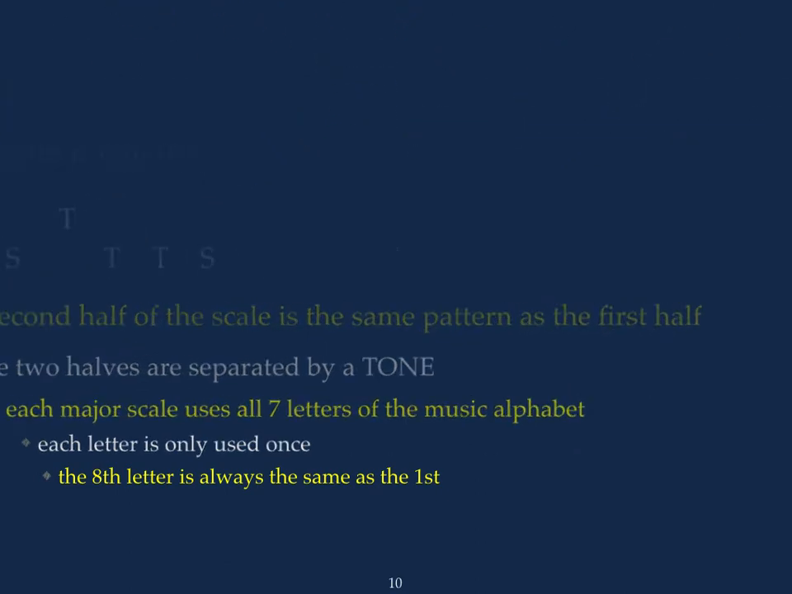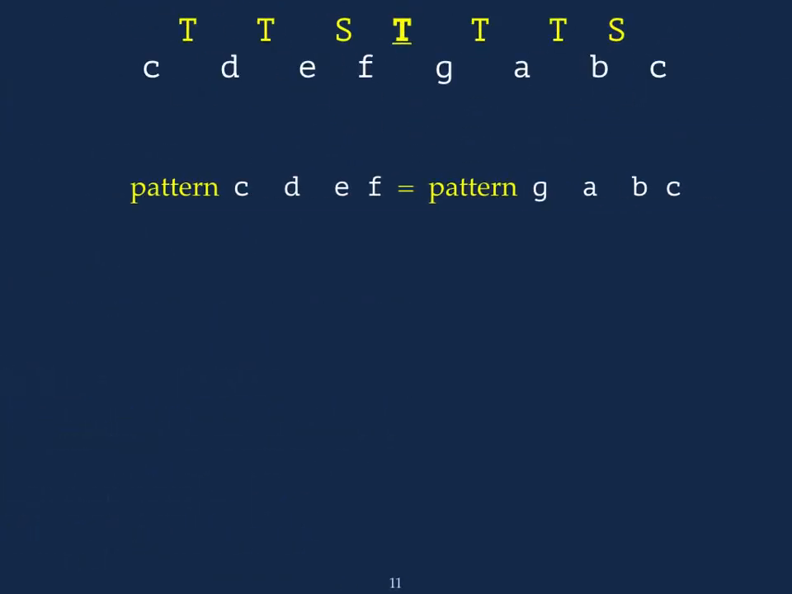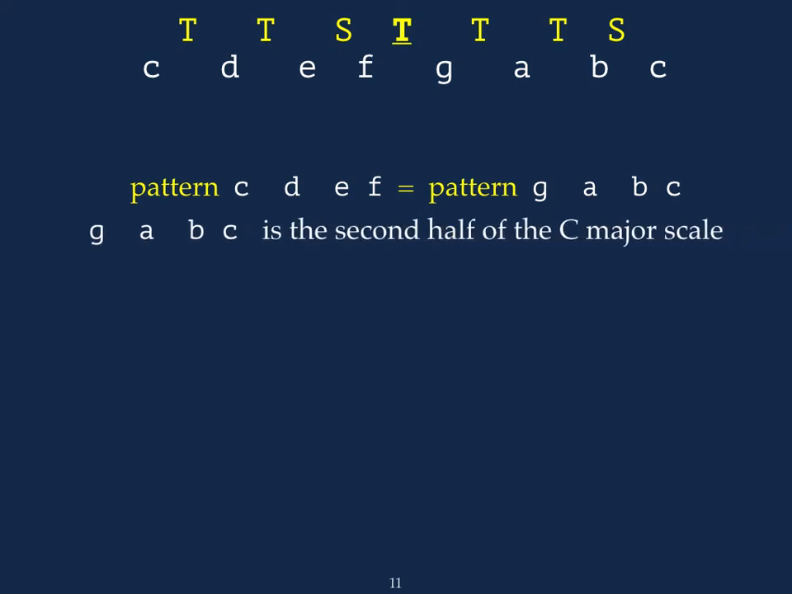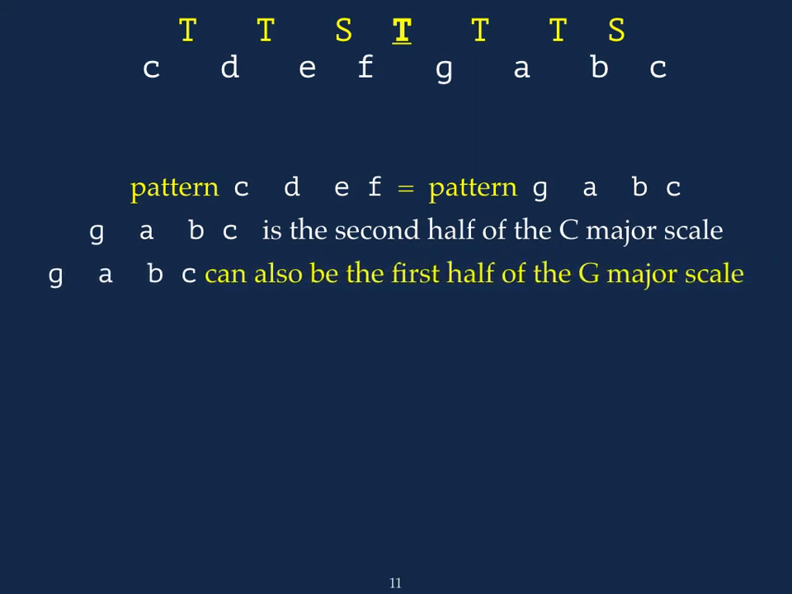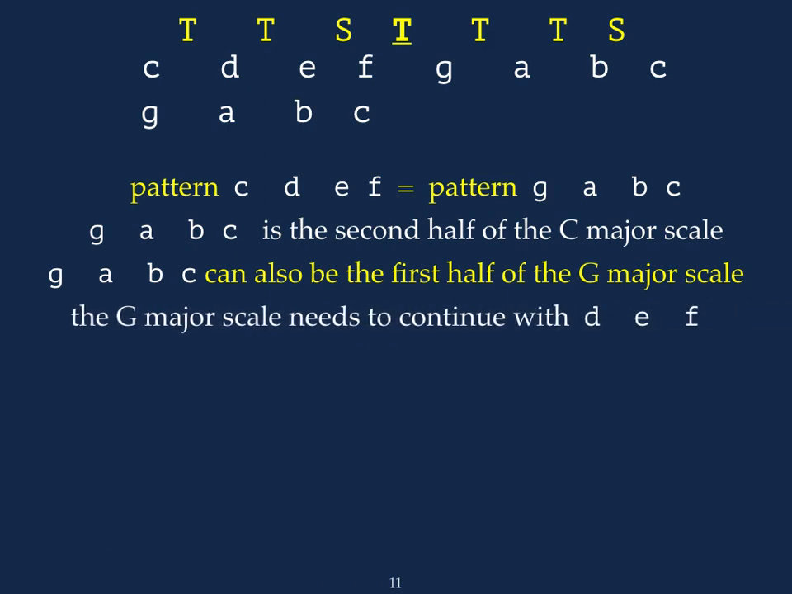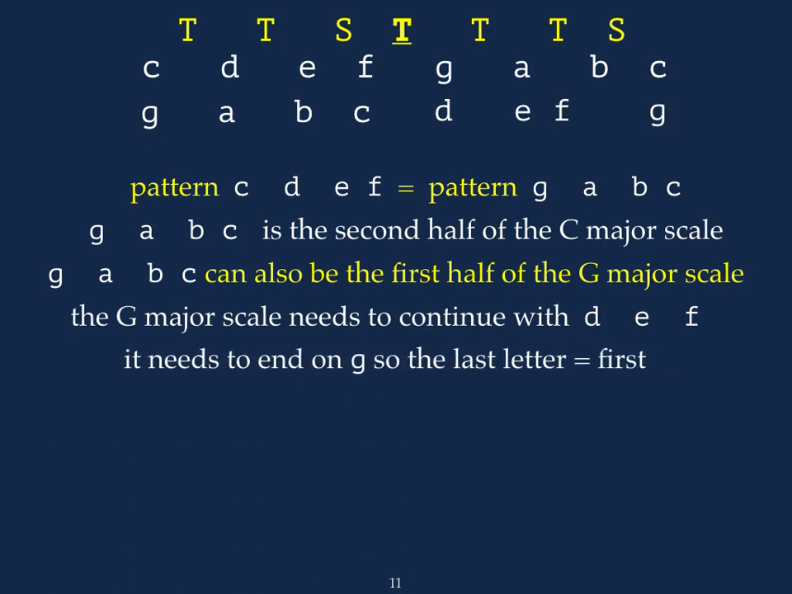So pattern CDEF equals pattern GABC. GABC is the second half of the C major scale. But GABC can also be the first half of the G major scale. Just take a look back at the top of the slide. There is GABC sitting neatly underneath CDEF. So the G major scale needs to continue in alphabetical order. So again, back at the top we have D, E, F. And of course it needs to end on G so that the last letter is the same as the first.